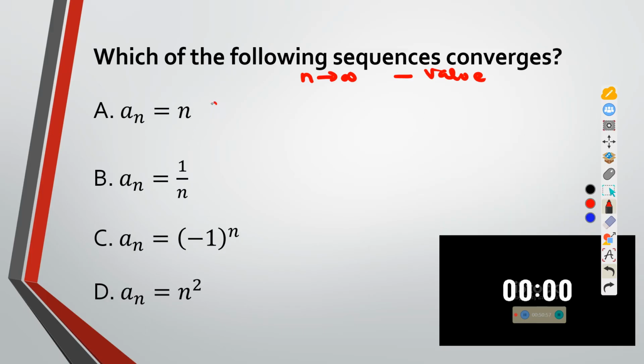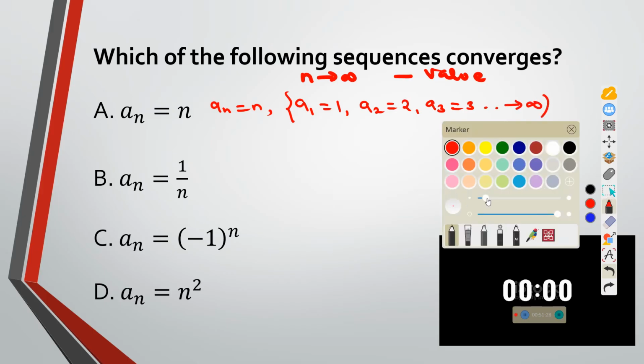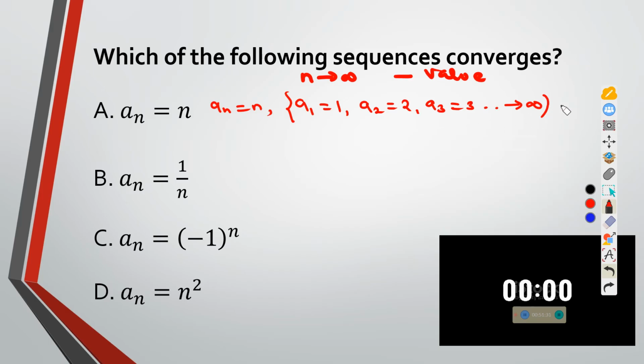When you have a_n equal to n, the terms of this sequence will be a1 equal to 1, a2 equal to 2, a3 equal to 3. So they keep on increasing, and this will be tending to infinity. So the terms will be increasing. They cannot come to a given value.